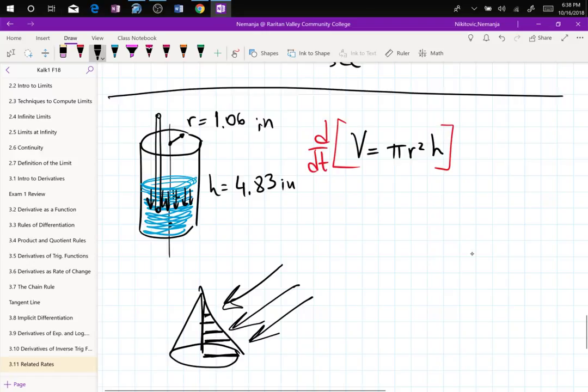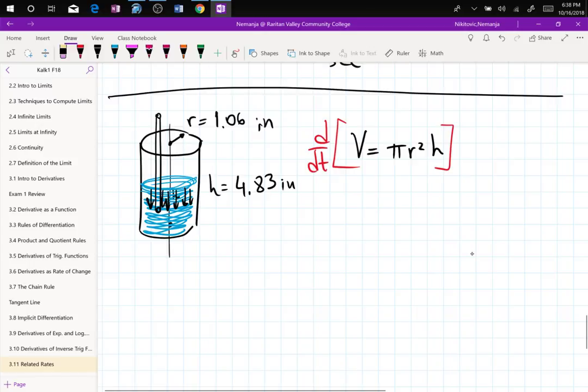So, even though this should scream product rule, it's not a product rule because r is constant. It will be product rule for the cone, which is the next problem. So, yes, you have to look at the shape, and when you consider the shape, you see what you have.